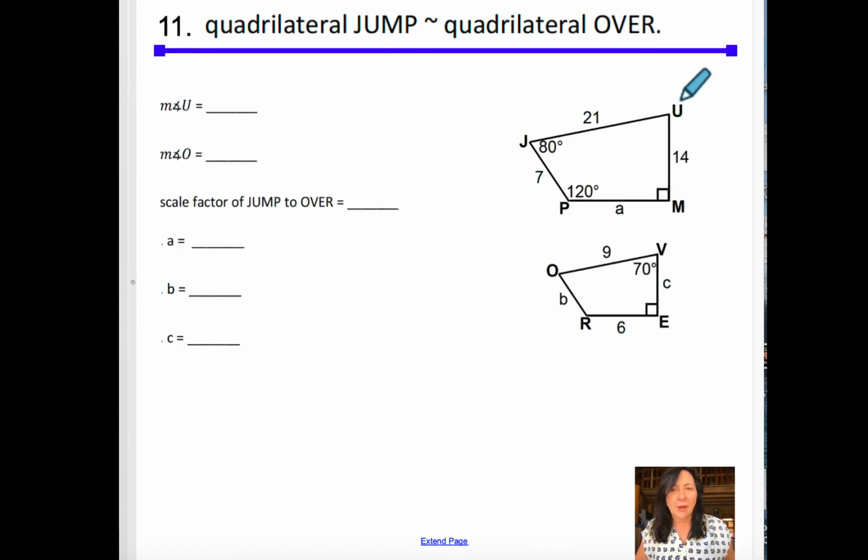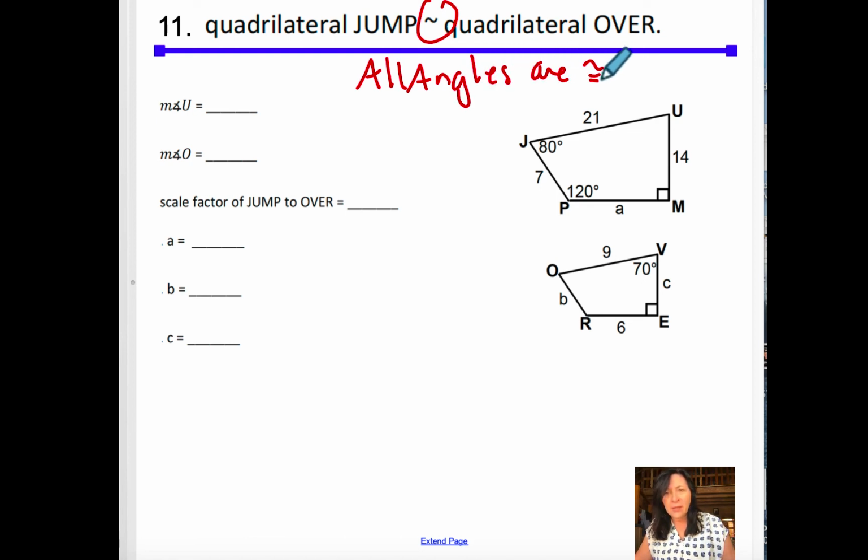So we have quadrilateral, that's a four-sided shape, JUMP, so J-U-M-P, and it's telling me it's similar. So what that means is that all my angles are going to match up. And that means if something is similar, two things happen, right? Number one, all angles are congruent. Number two, all sides are proportional.